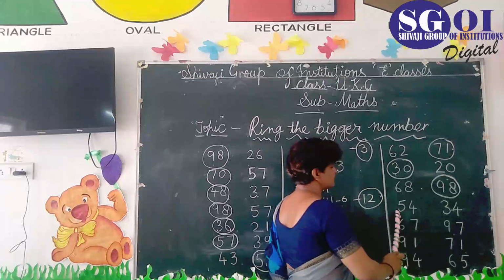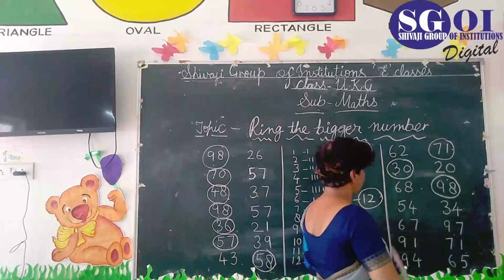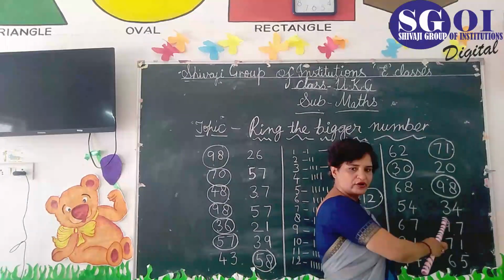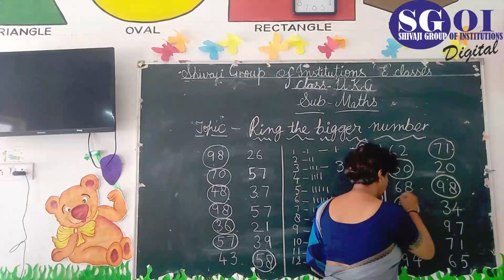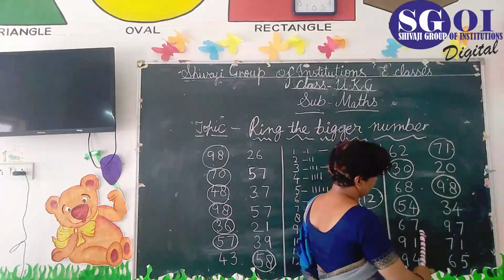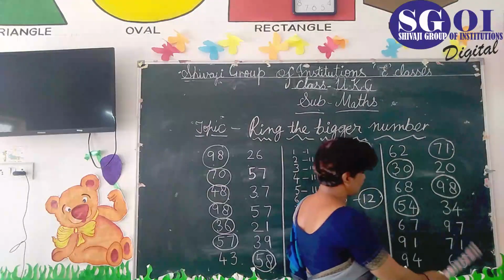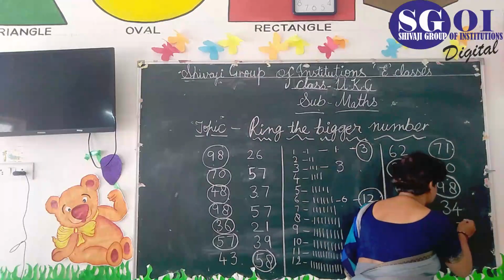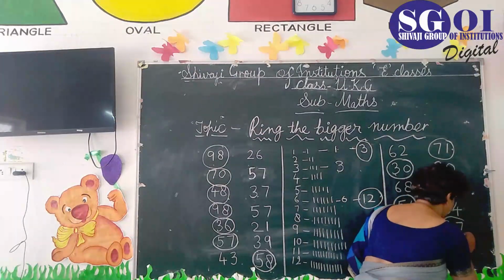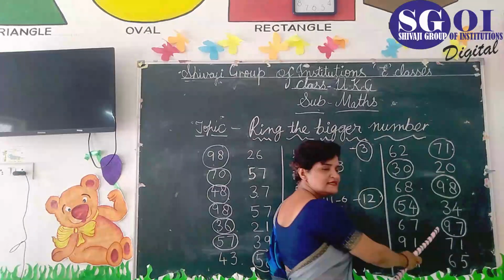Okay, this is 54 and 34. So 54 is bigger than 34 now. So we will circle number 54. Okay, this is 67 and 97. Which number is bigger in both of them? 97, because 97 always comes after 67, that's why. So we will circle number 97.